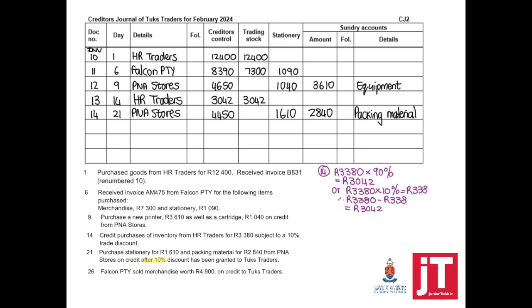No. Falcon, which is our supplier, sold goods to us, which is tax traders, which means we've bought on credit, and that goes into your creditors journal. What did we purchase? Merchandise. Once we are done with the transactions, we can draw a line and we can total.